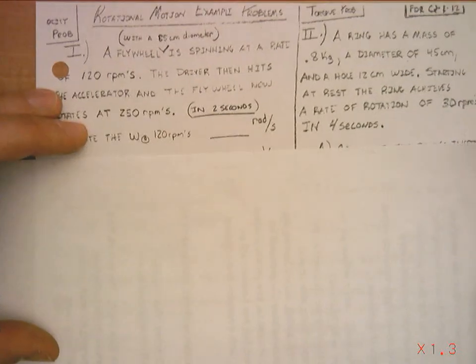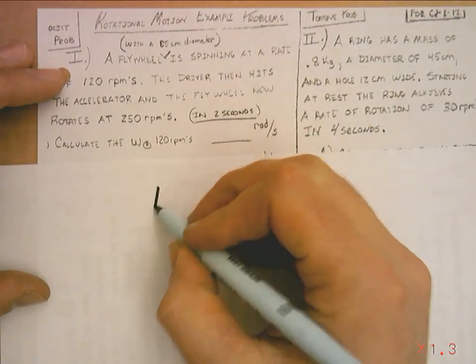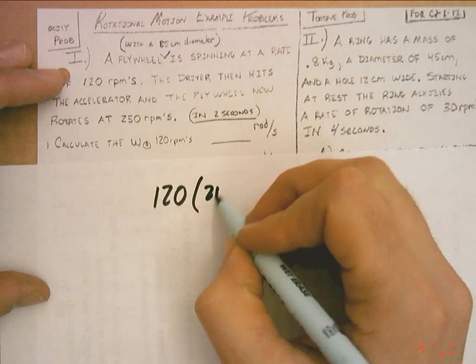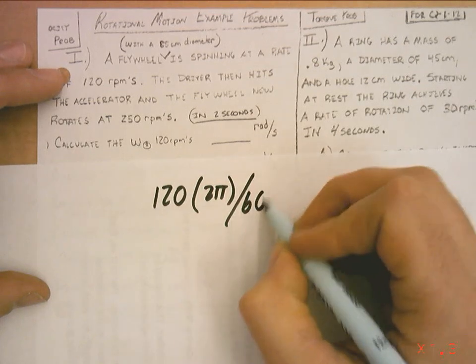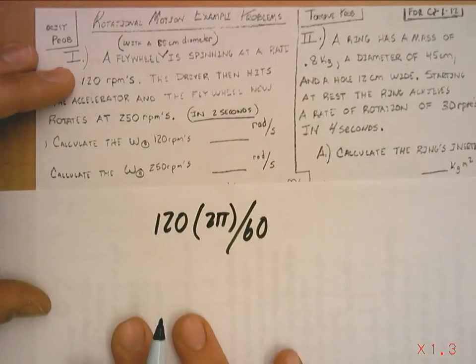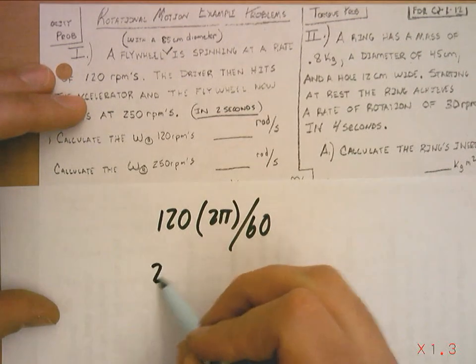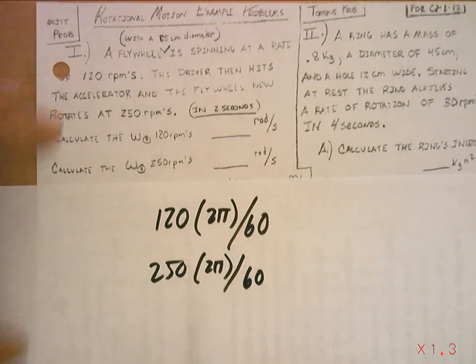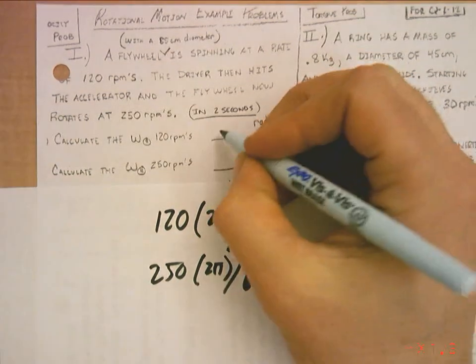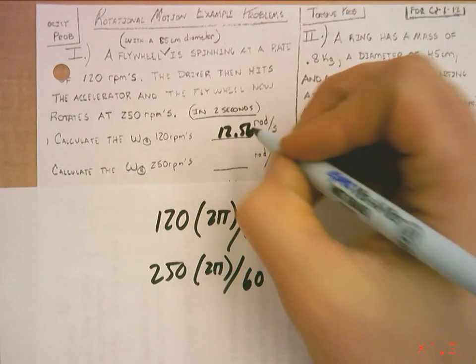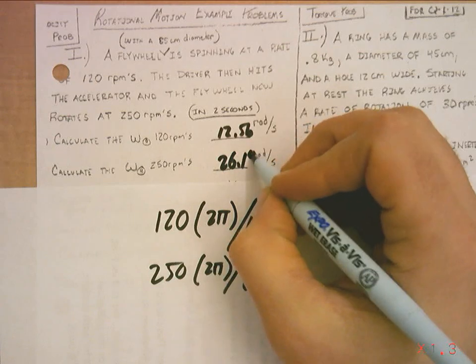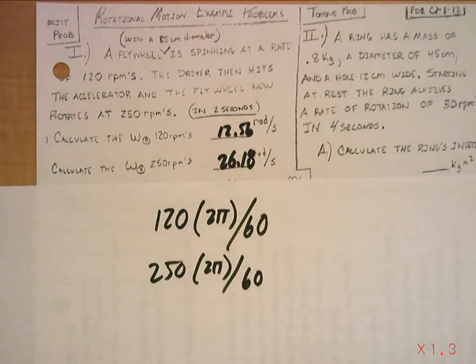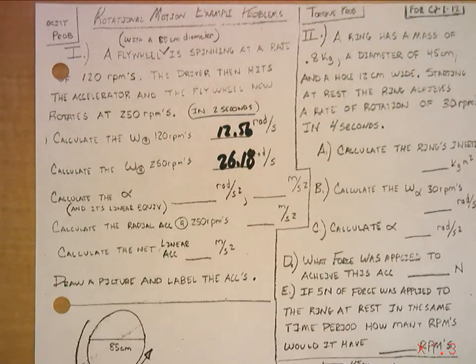So the first thing we want to do is turn 120 RPMs into radians per second. So it's a pretty simple process. It's just 120 times 2 pi, then we want to divide by 60. And then we're going to do the same thing. You just hit second in your calculator and do 250 times 2 pi and divide by 60. And so if you do this, you're going to end up with answers of 12.56 and 26.18. So those are our answers for the first two blanks.